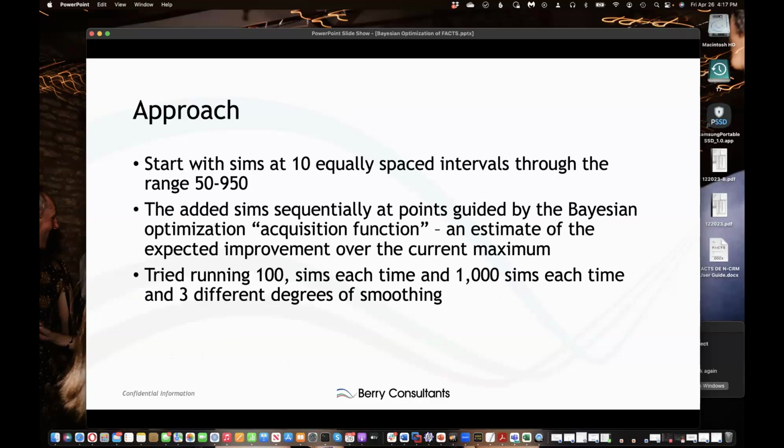In this case, the acquisition function is an estimate of the expected improvement at that point over the current maximum. And we looked at running 100 simulations each time, or 1,000 simulations each time, and 3 different degrees of smoothing in the Gaussian process between the points where simulations have been run. So this smoothing process is very like the NDLM model in FACTS, and the first one we'll look at is a first order, and the second one we'll see is a second order. We also tried third order.